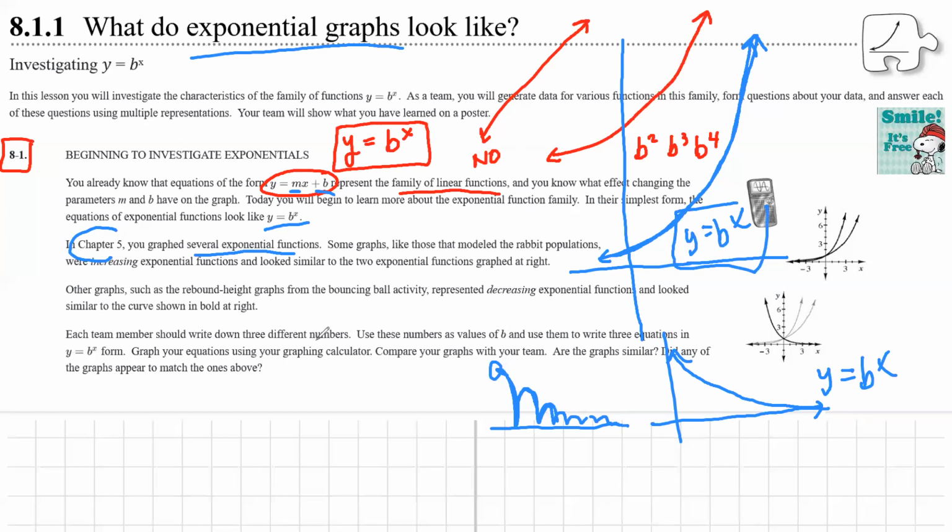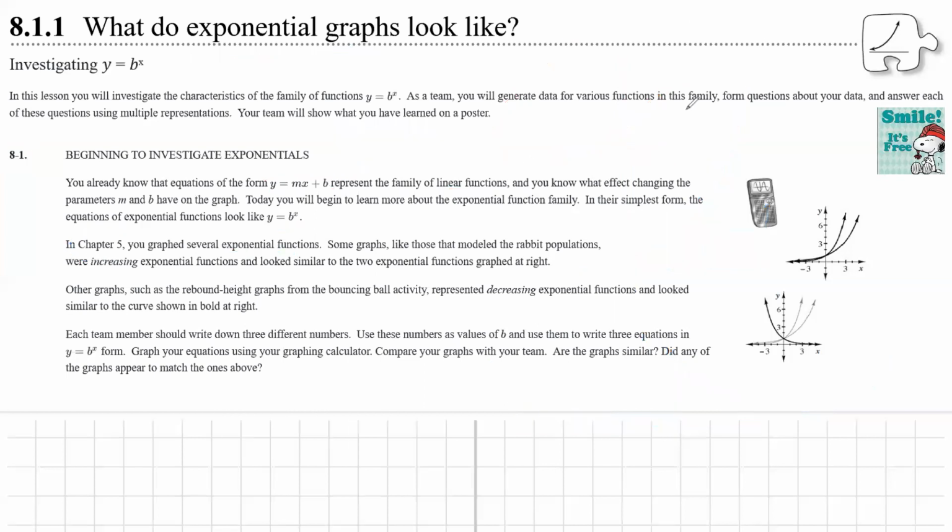So each team member should write down 3 different numbers, use these teams. We're gonna do y equals 2 to the x. So go ahead and write that one down. Okay, I think we're all gonna do that one, instead of each team member doing a different one. All right, so that's problem number 1. If you drew the graphs, awesome. I'm gonna clear this out and go to the next slide.